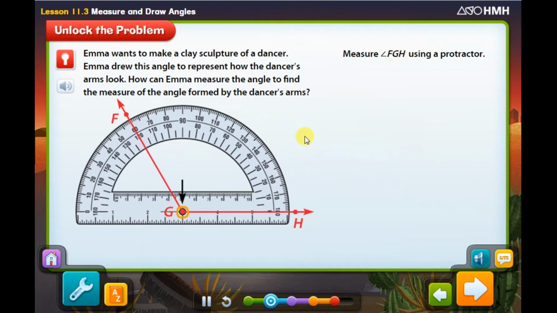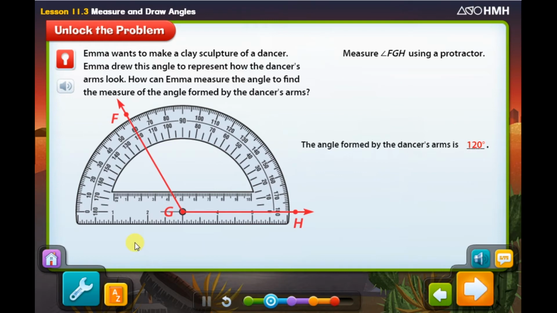To measure the angle, place the center point of the protractor on vertex G of the angle. Then align the 0 degree mark with ray GH. Notice that the 0 degree mark is on the inner scale. Next, find where ray GF intersects the inner scale. Read the angle measure on that scale. What is the measure of this angle? It's 120. I can see it here clearly. The angle formed by the dancer's arms is 120 degrees.